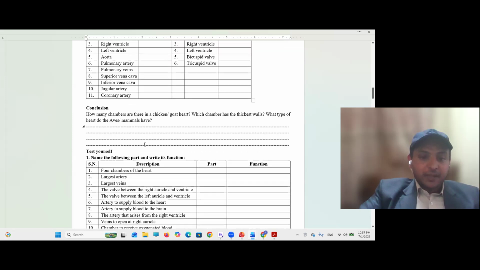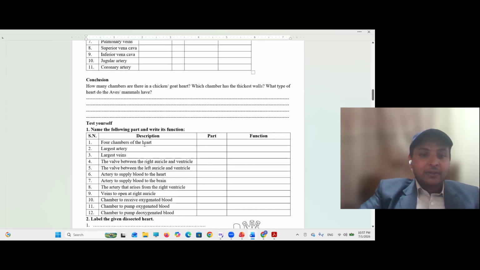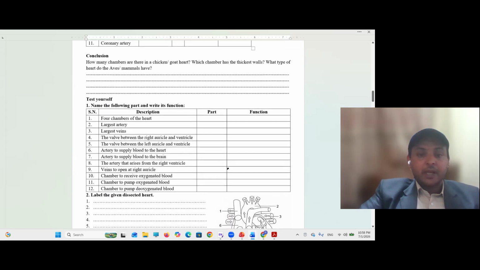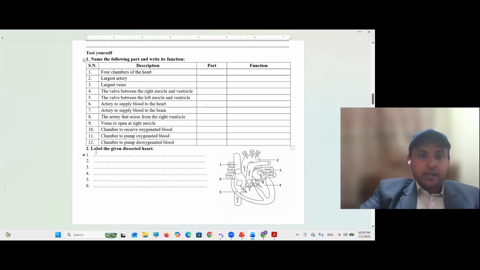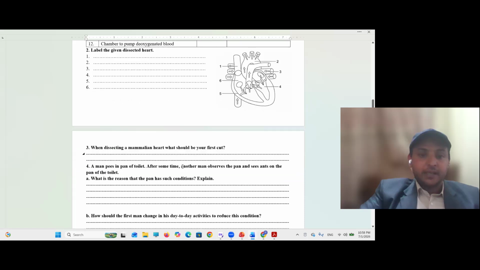After this, they will do another activity. Then the teacher will ask questions like, what are the four chambers of the heart, and what are their functions? What is the name of the largest artery, and what is its function? What is the name of the largest vein, and what is its function? And after doing this activity, the students will be asked to label the parts of the heart in this way. One, two, three, four, like this, on the dissected heart.